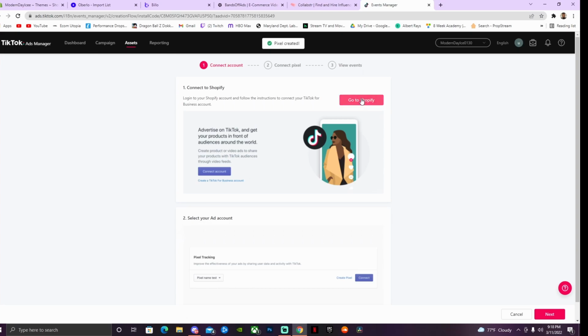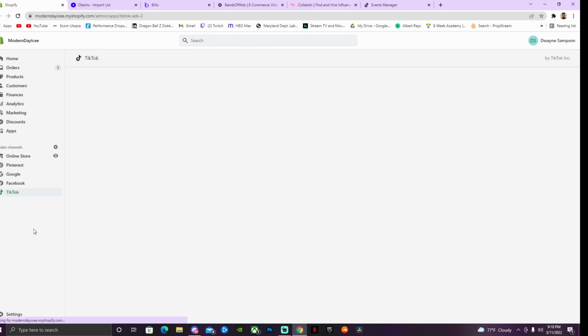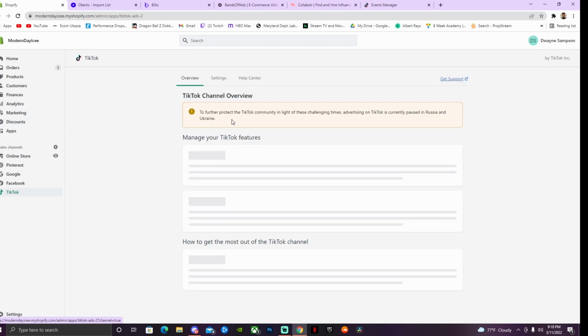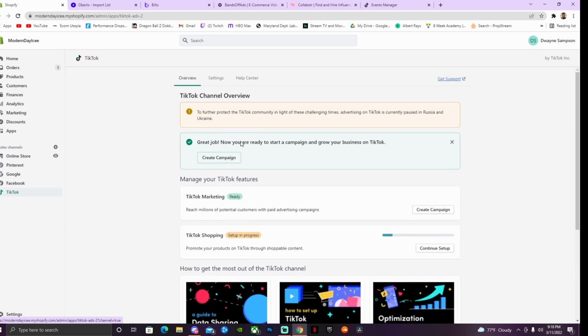Then it would create the pixel, and then you would go to Shopify and download the TikTok ads channel. When you download the TikTok ads channel, this connects your Shopify to your TikTok ads manager account. I already have it set up, but if you didn't, it would say start marketing, and then set up TikTok marketing.